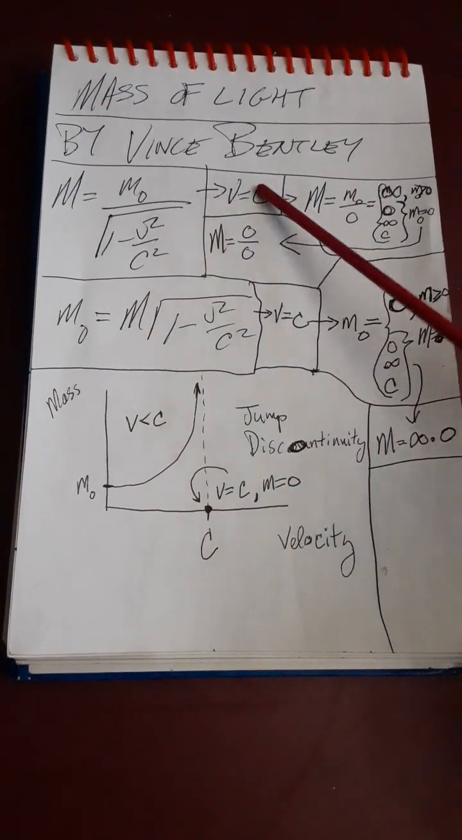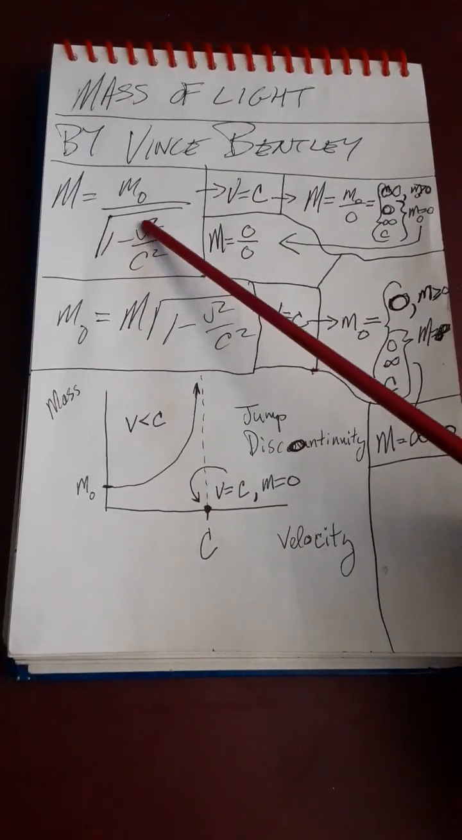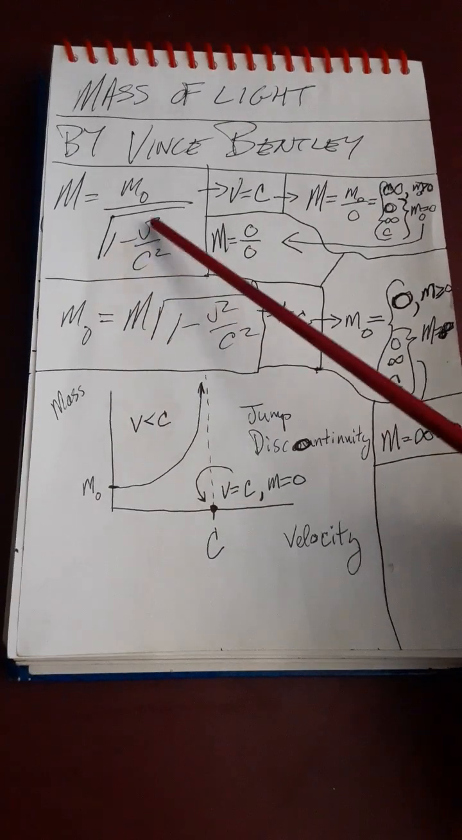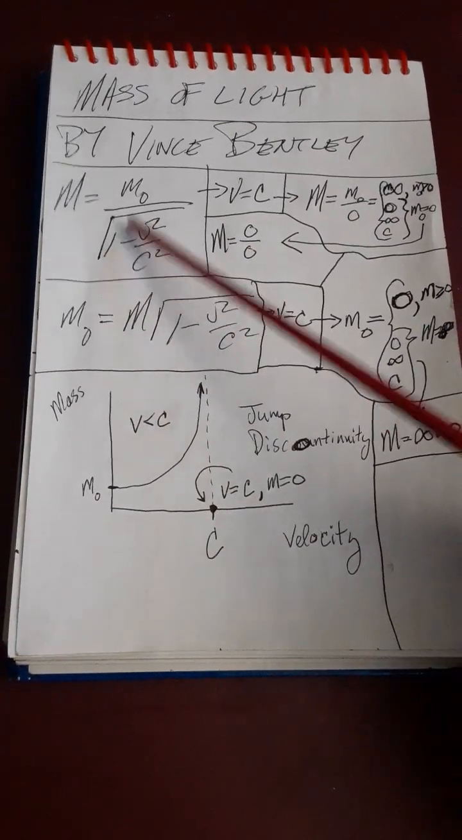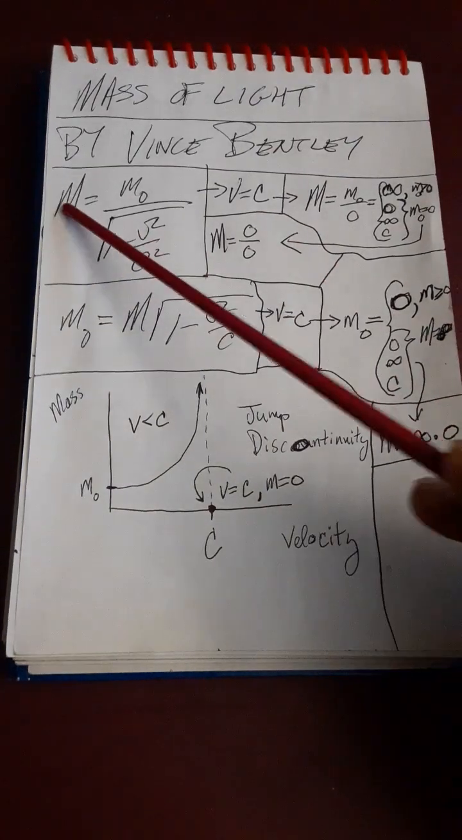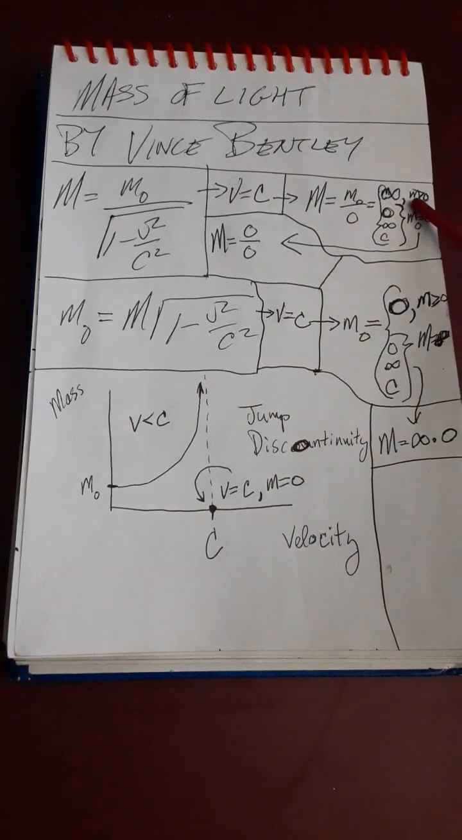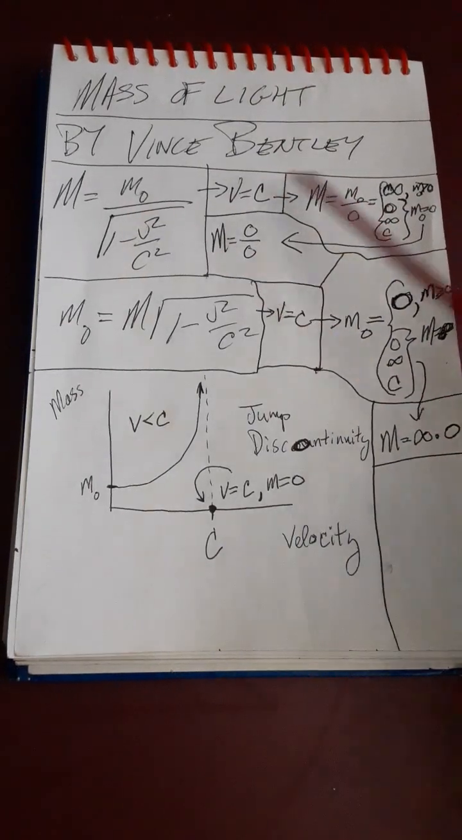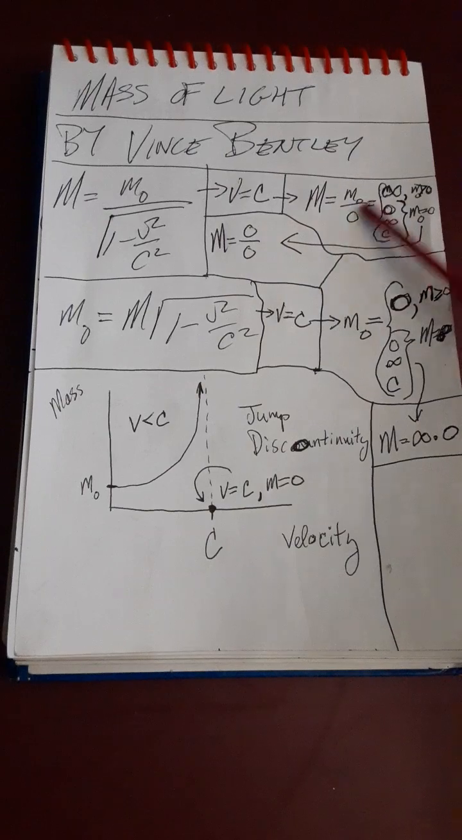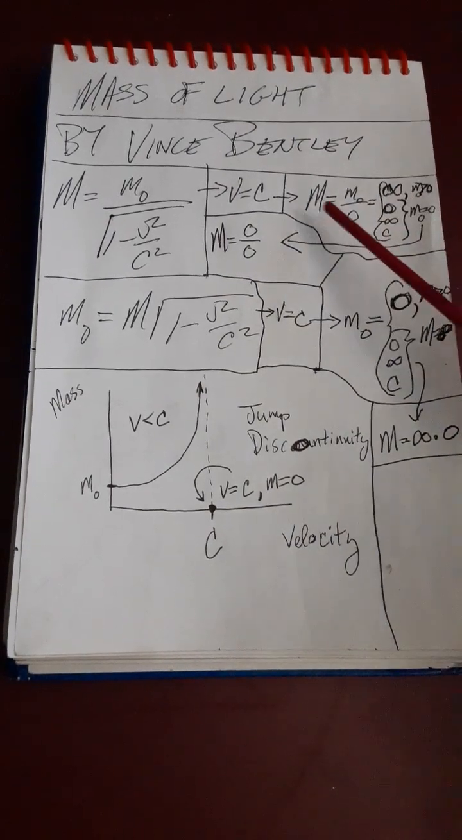If we let v equal c in here, of course, we'll get c squared over c squared. 1 minus 1 is 0. And some constant over 0, of course, is infinity. So our mass here can equal infinity, if m0 is some constant greater than 0.